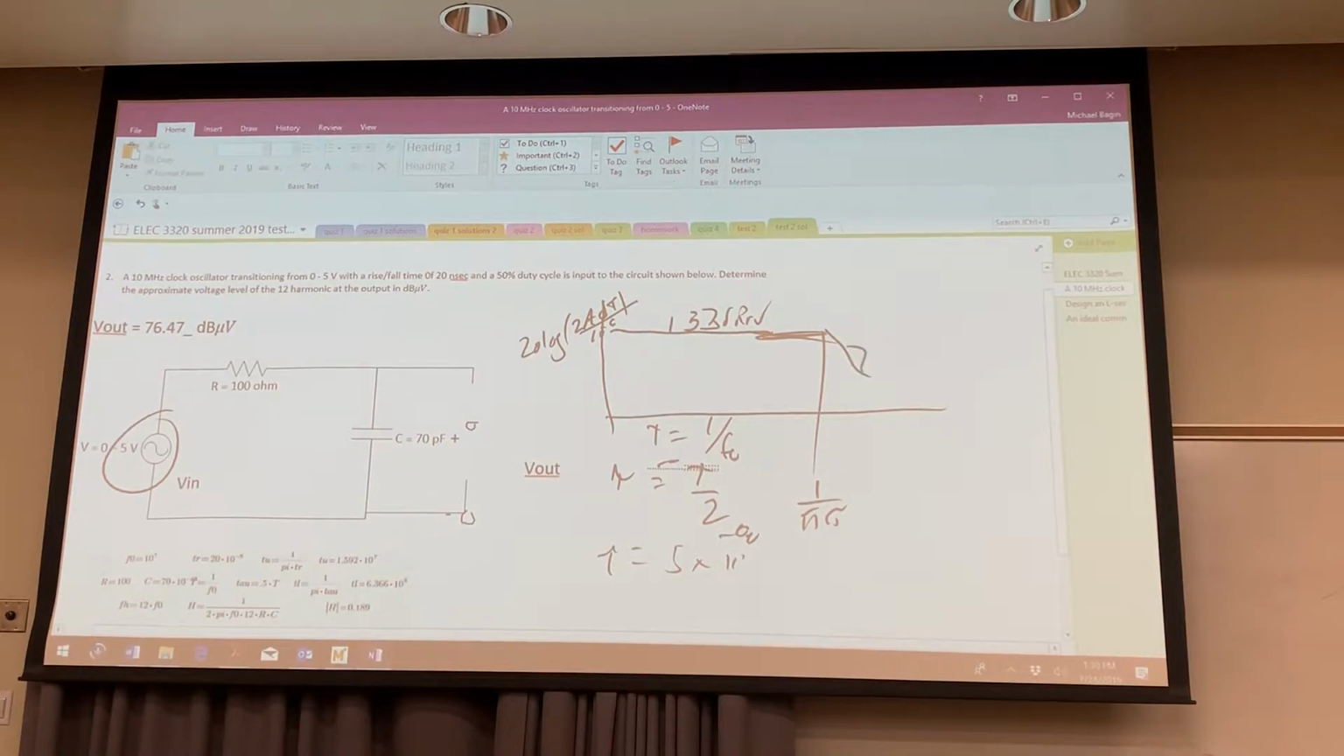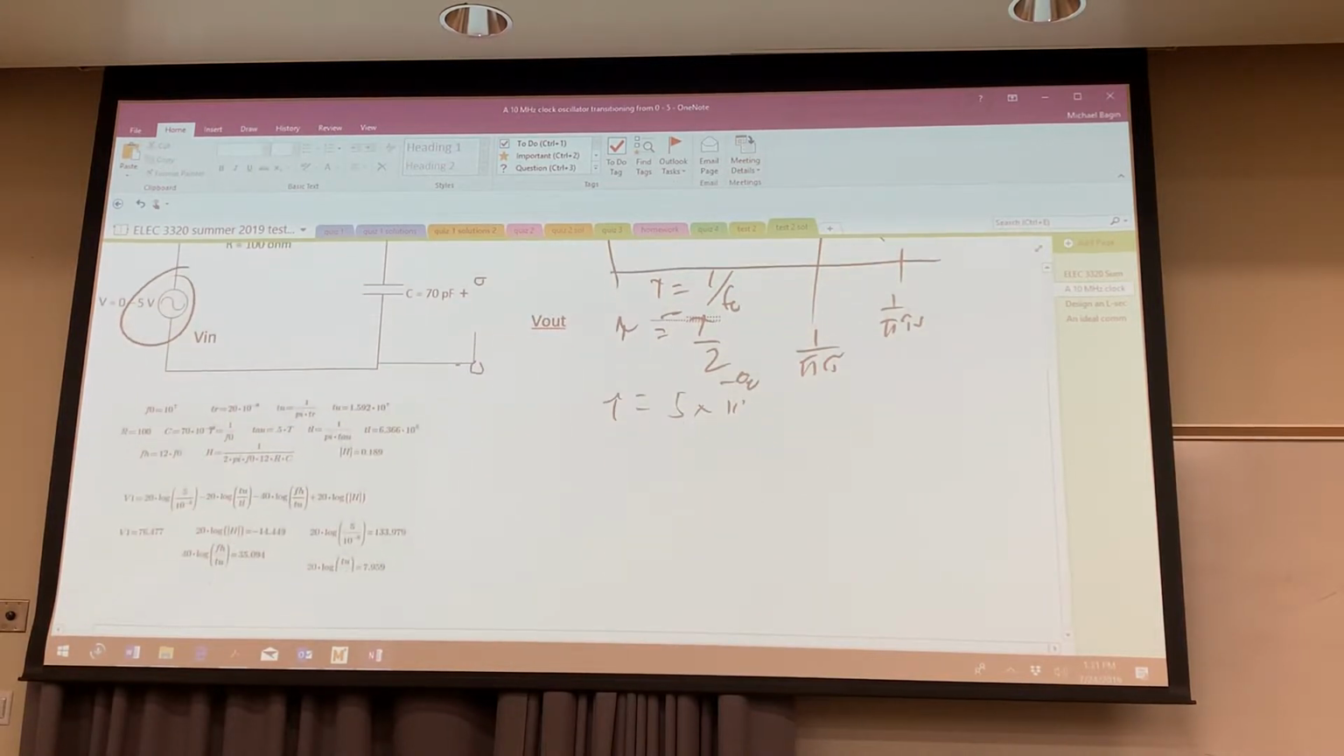Now it starts coming down at minus 20 dB per decade until it hits the second break frequency, and that's 1 over pi tau rise. Now tau rise is given as 20 nanoseconds, right? Let me just show you what the break frequencies are. The low frequency, the first break, is 6.366 meg.